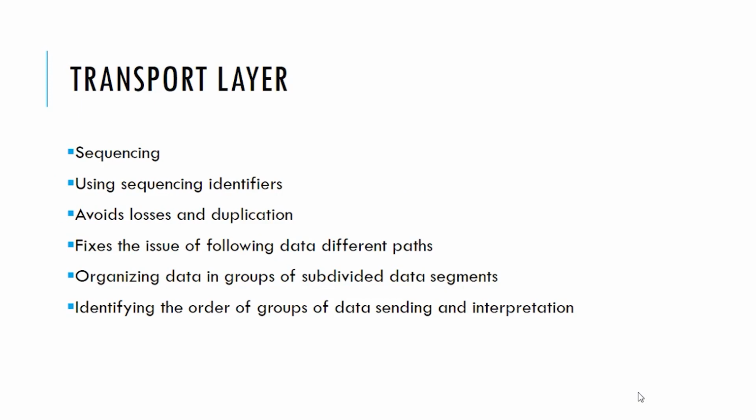The third functionality of the transport layer is sequencing, using the sequencing identifier or sequence number. To avoid loss and duplication, each piece of data is noted by a sequence number or sequence identifier. This sequencing fixes the issue of data following different paths, so you know from the sequencing identifier the correct sequence of data. This sequencing helps in organizing data in groups of subdivided data segments and in identifying the order of groups of data sending and interpretation.